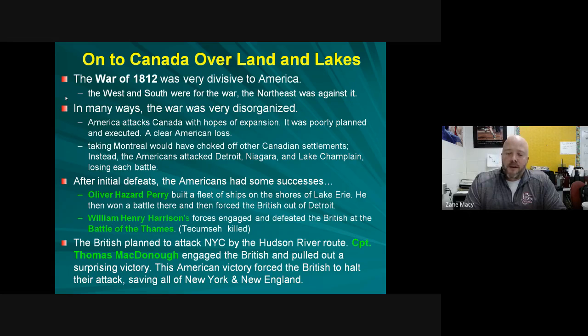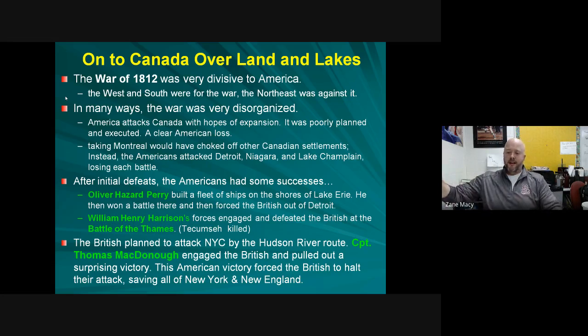Oliver Hazard Perry ended up building a fleet of ships that would be used along the Great Lakes. He builds them in Lake Erie, wins a battle there, gains American control of Lake Erie. Then he starts moving through the other Great Lakes. He's able to help between a naval force that he put together and land forces. We're able to push the British out of Detroit.